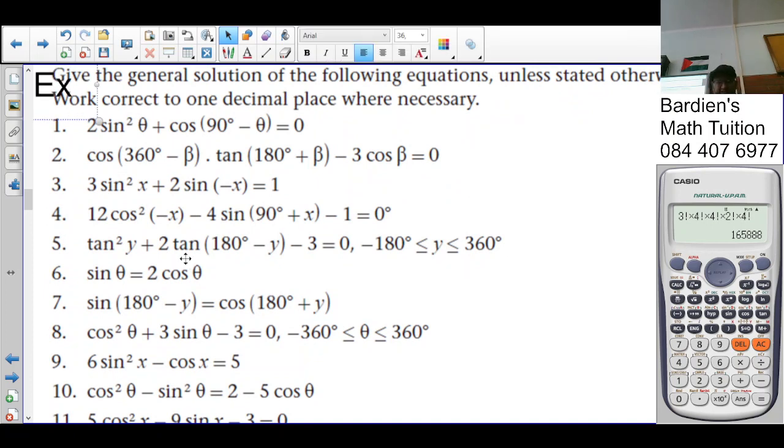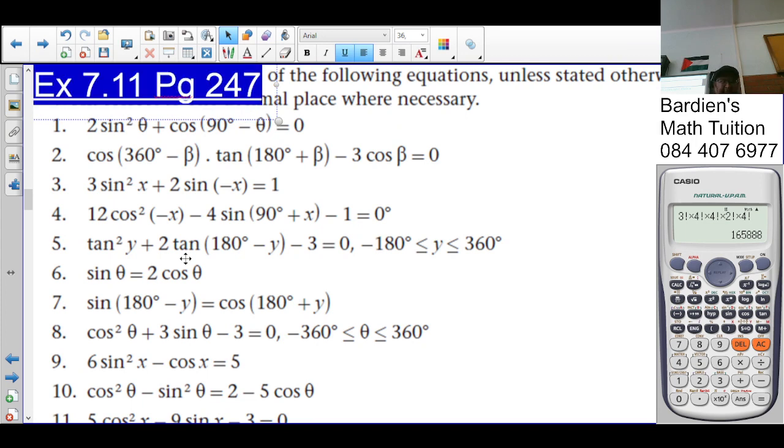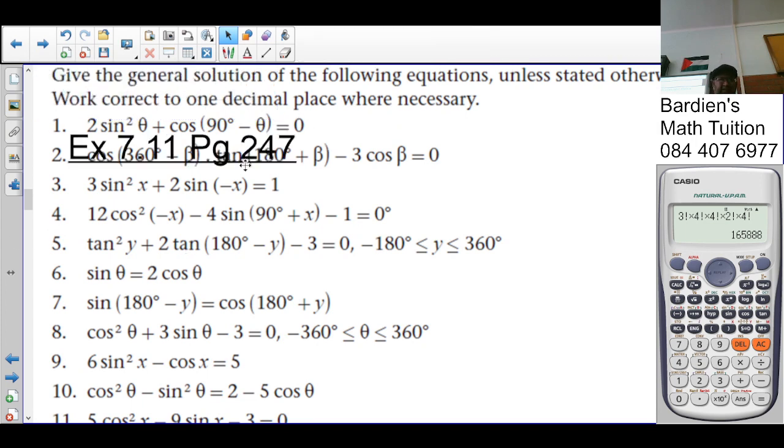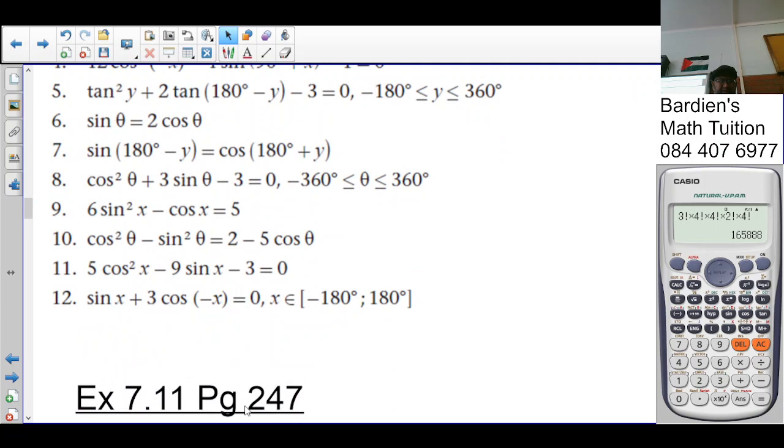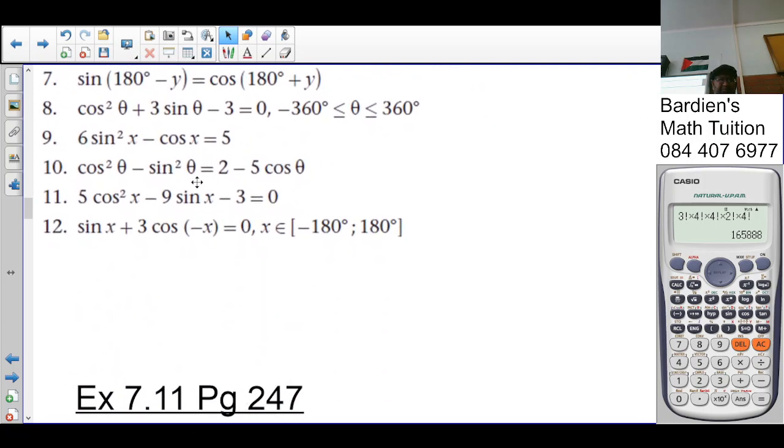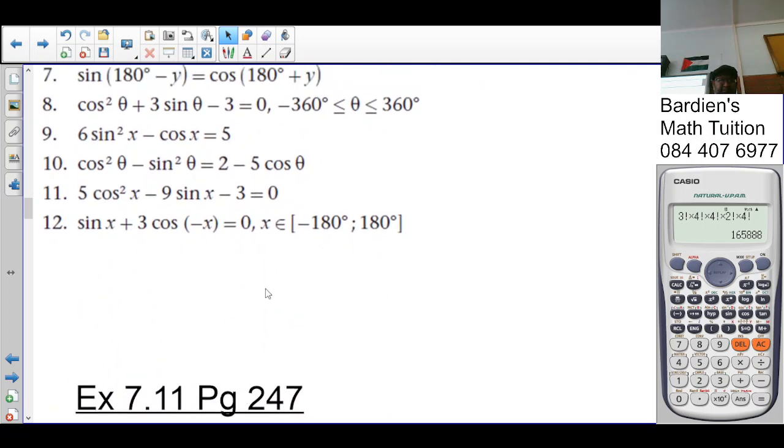Exercise 7.11. It's on page 247. So it's number 9, number 7, and 11. Okay, let's start with number 7.